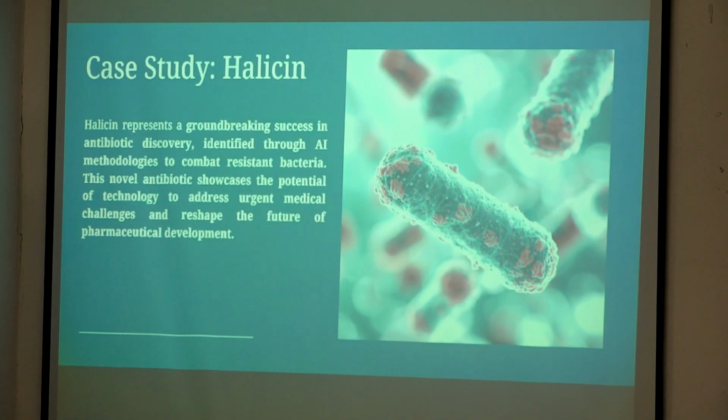So this is halicin. It's a new antibiotic, a broad spectrum antibiotic to treat many infections, especially Mycobacterium tuberculosis, the main causative agent for tuberculosis. Halicin was identified using the AI technique. It is used to kill bacteria, and it has proved to be very effective. Still, it is in the trial phase, so soon it will be coming to market.